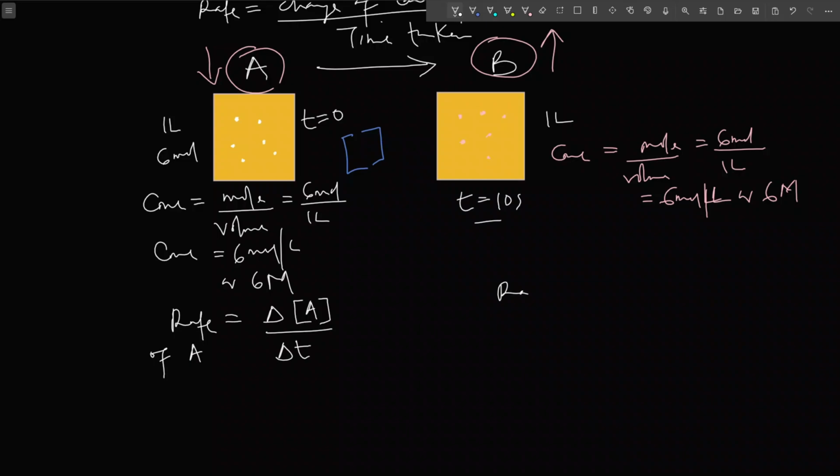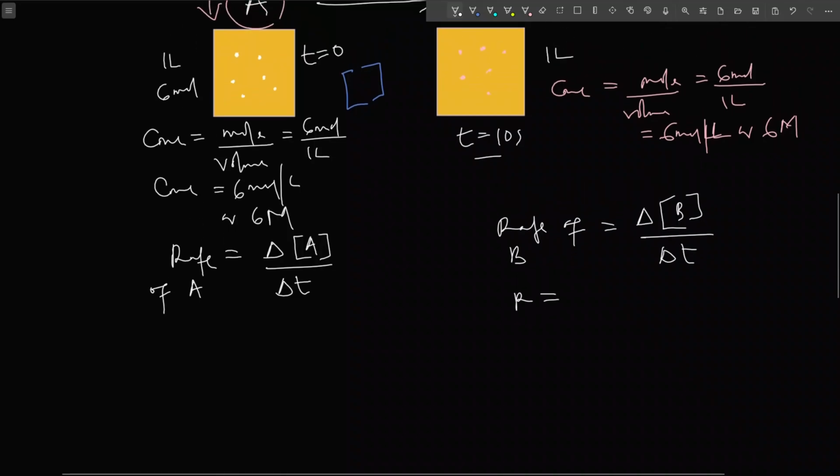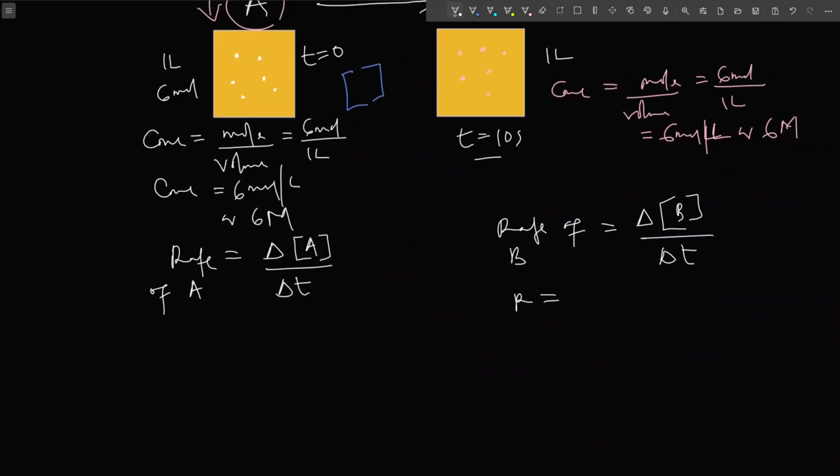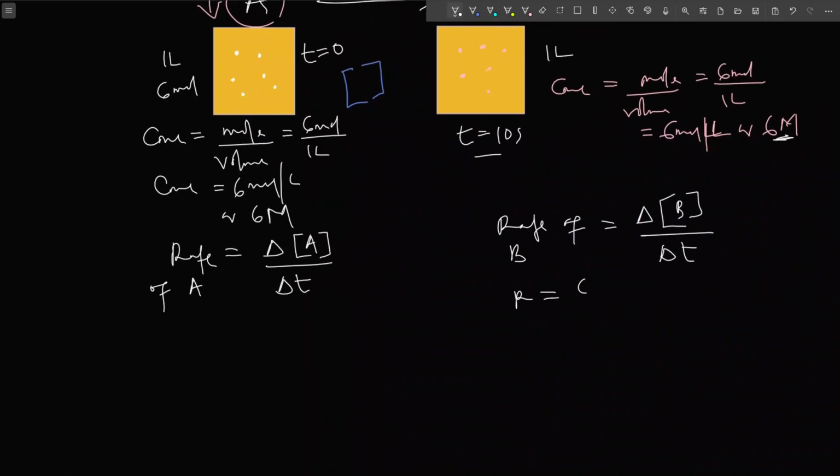And the rate of B is also equal to what? From my formula up here, change in concentration of B over change in time. So the rate of B, R, will be equal to change in concentration of B. That's final concentration minus initial concentration. At the beginning of the reaction, we had 0 molar of B. And at the end of the reaction, we had what? 6 molar of B. So final minus initial, that's 6 minus 0 over, what's the change in time?